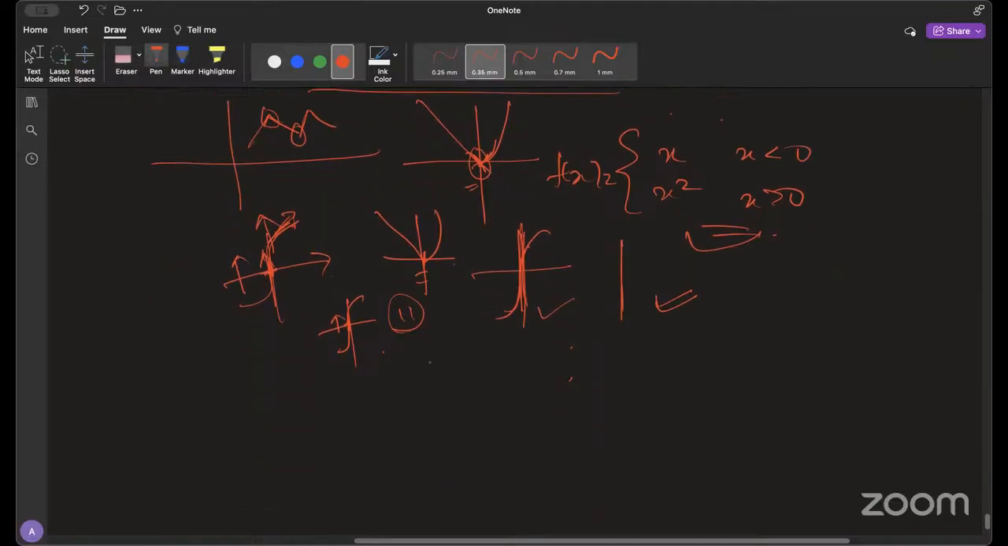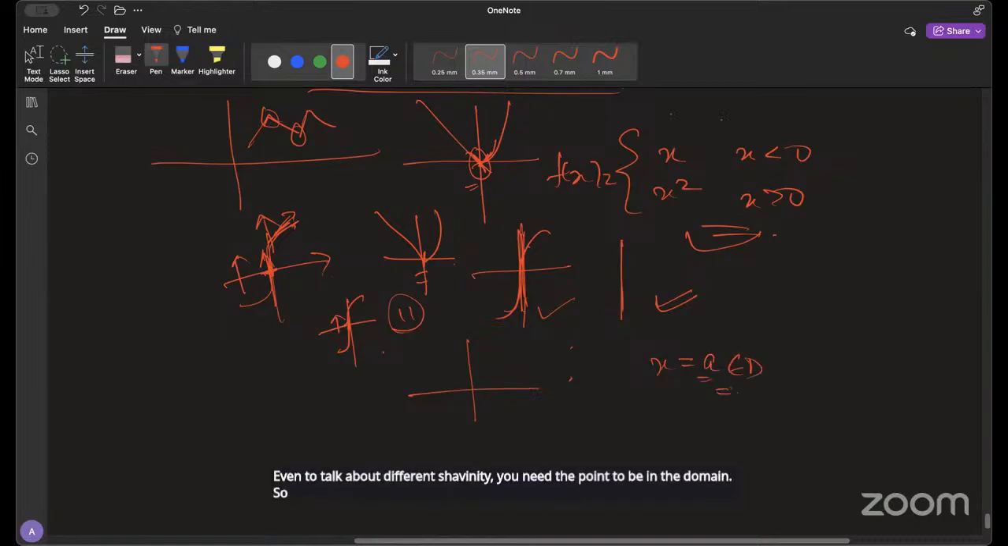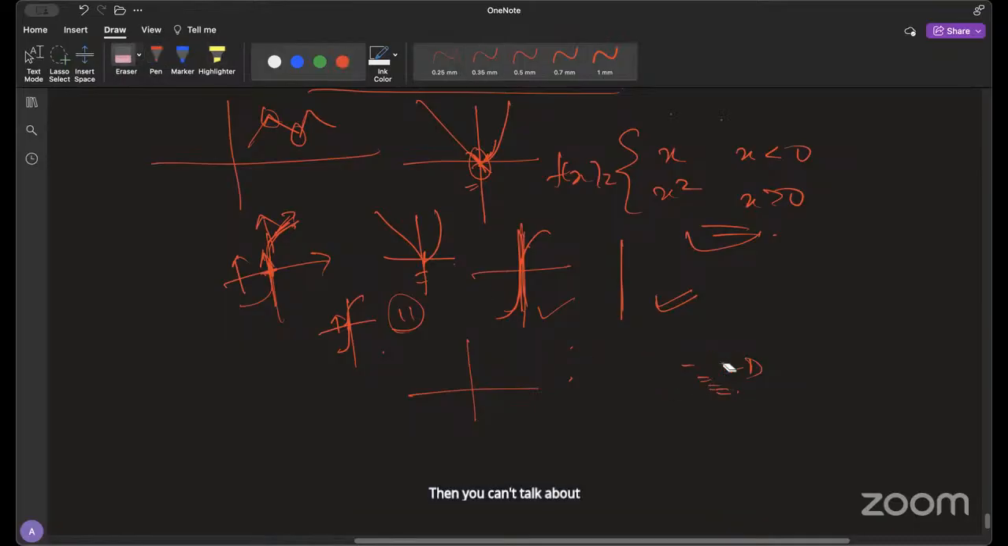Now, what if the graph is not passing the point where the differentiability is asked? When we started with the topic of differentiability, we discussed that even to talk about differentiability, you need the point to be in the domain. So if your function doesn't pass through this point, then you can't talk about differentiability here. They won't ask it.